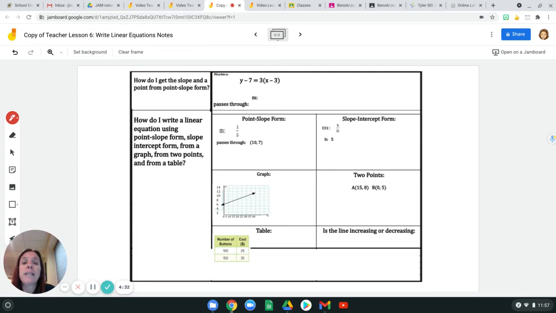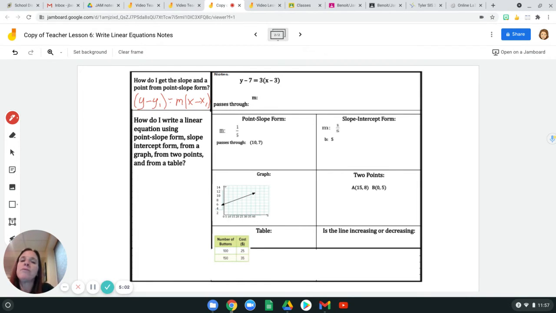So this one's already written out in point slope form. Y minus 7 equals 3 times parentheses x minus 3. Okay, so I'm going to write point slope form over here so I remember what it looks like from the previous page. Y minus y1 equals m times x minus x1. All right, m.